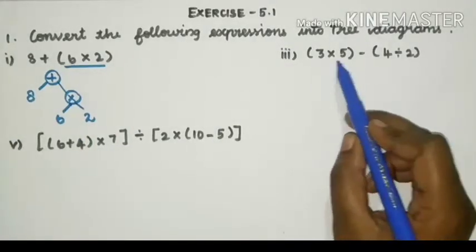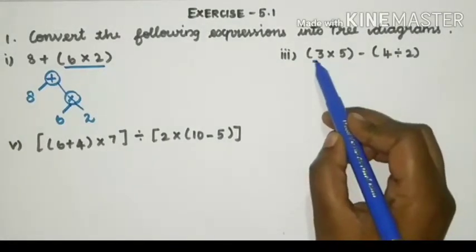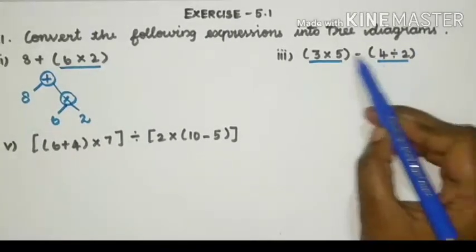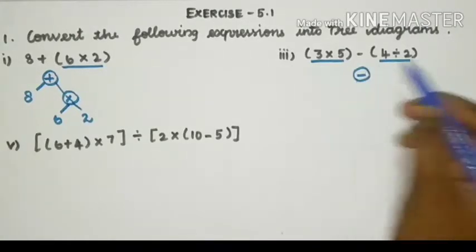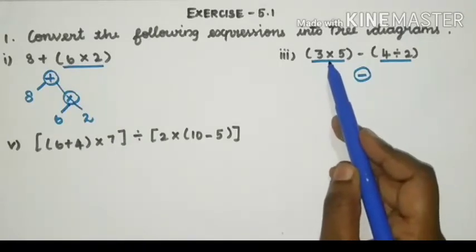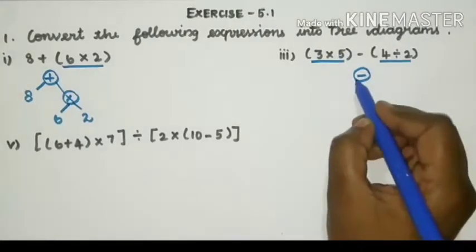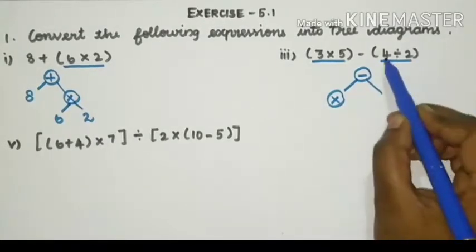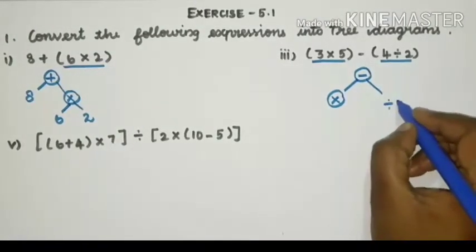Third sum. 3 into 5 minus 4 divided by 2. Students, consider this bracket as the first term and this bracket as the second term. Here the two terms are connected with the operation minus, that is subtraction operation. Then in the first term, which operation is connected here? 3 into 5, that is multiplication symbol. So here you have to write the multiplication symbol. And then in the second term, the two numbers are connected with the operation division. So I have to write the division symbol here.